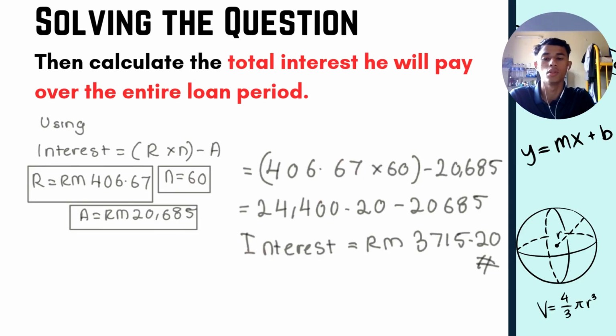Using interest equals bracket R multiply N bracket minus A, we have R equal to 406.67 and N equal to 60. We already have A, which is 20,685. By using the formula, we put in all the information we get, and it results in 24,400.20 from 406.67 multiplied by 60 minus A, giving interest RM 3,715 and 20 cents.